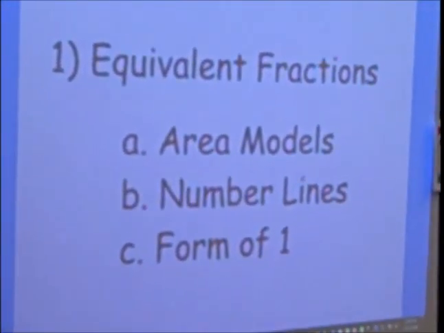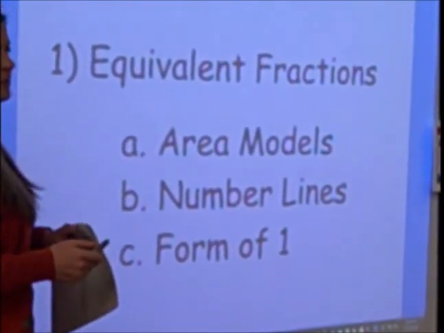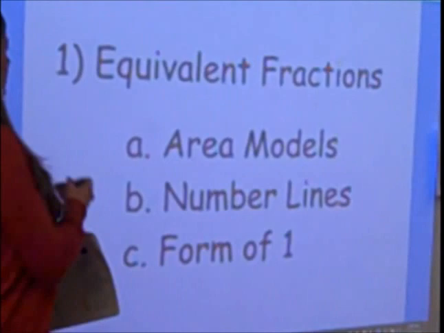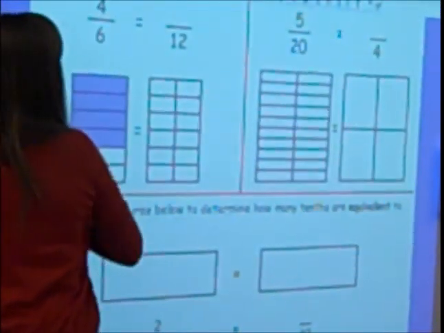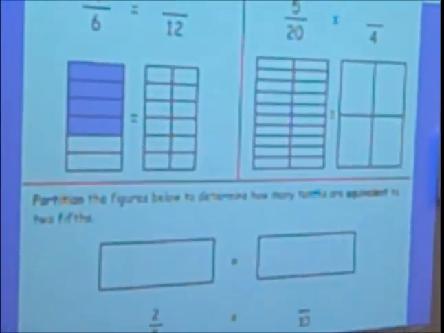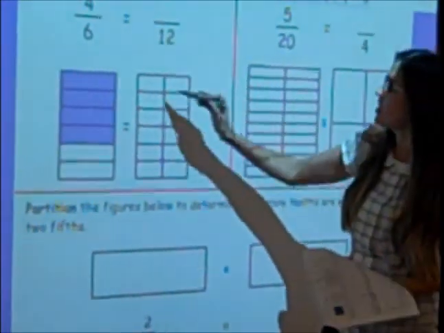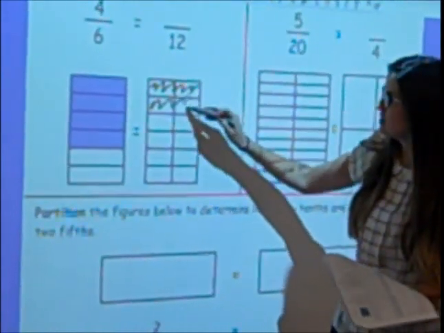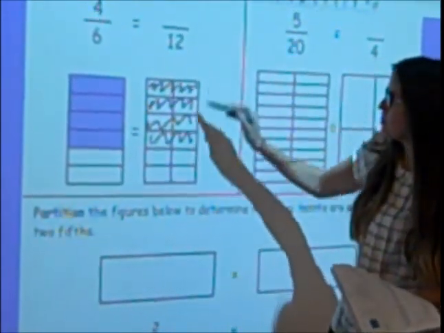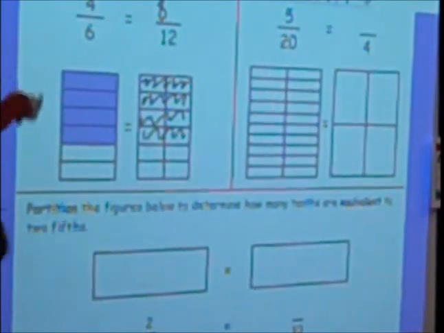Alright, so the first topic we're going to talk about is equivalent fractions, and we teach equivalent fractions using area models, number lines, and a form of 1. These are our area models, where we teach them to draw pictures. So if we have 4/6, then for the equivalent fraction, we could shade 8/12 to make them equal. Notice that the size of the whole is the same.